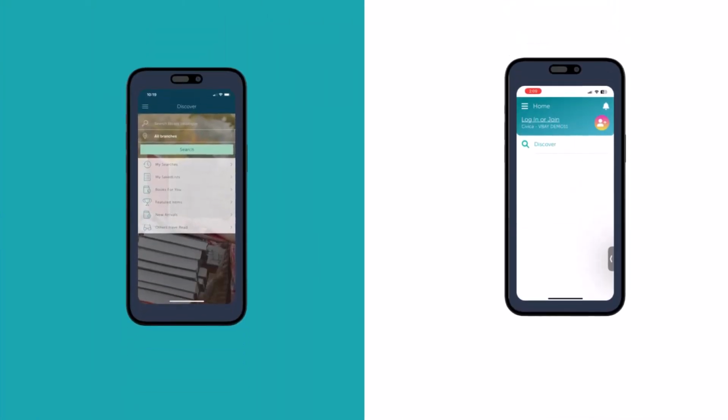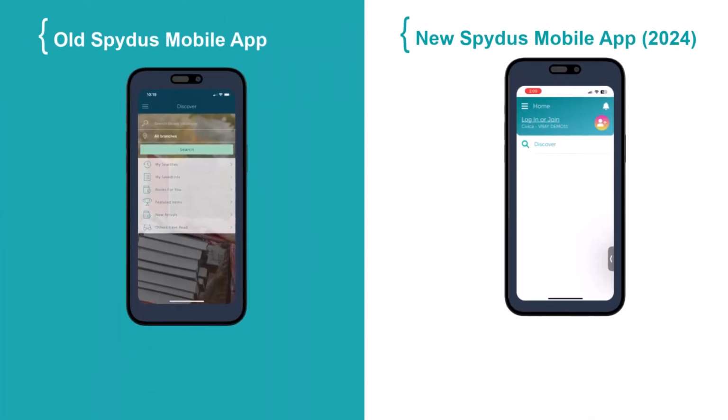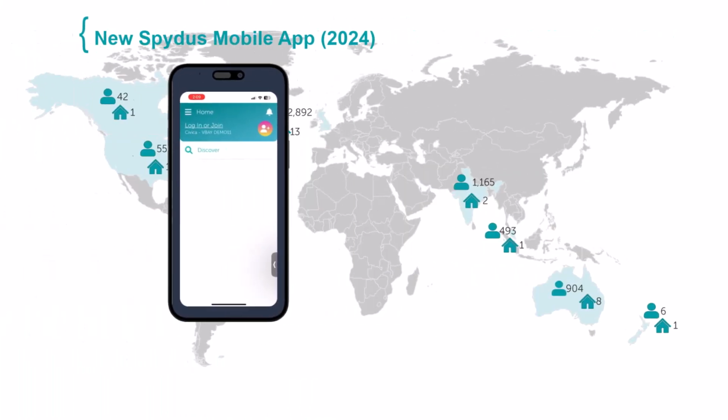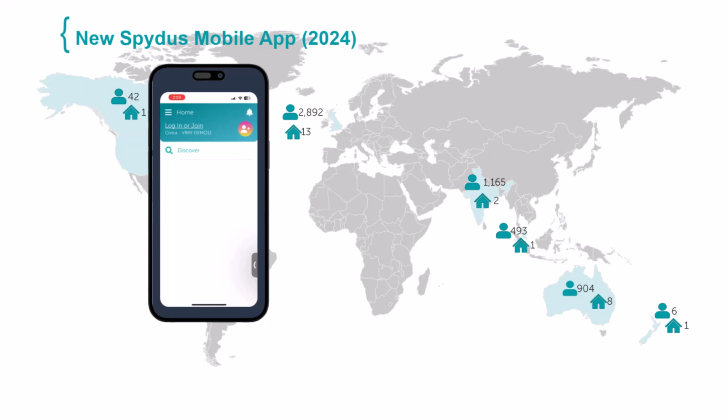Let's get started. Both the old and new versions of the app will be running concurrently. The previous version of the app will have basic level support available going forward. The new app will be available in the following locations: Australia, the UK, and New Zealand.